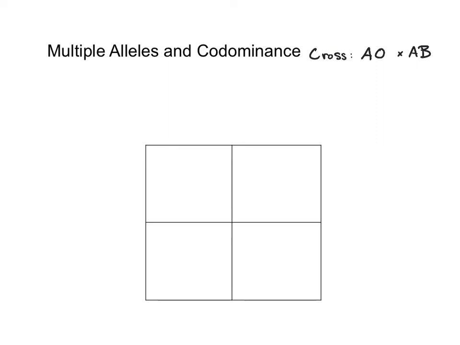So in this example, let's cross 2 people. We have a person who has type A blood, but they're heterozygous for their type A blood, so they have the genotype AO, with a person who has type AB blood, so they have an A allele and a B allele. So when we make our Punnett square, we'll put 1 parent at the top, we'll put 1 parent on the side, and then we'll figure out what their potential offspring look like.